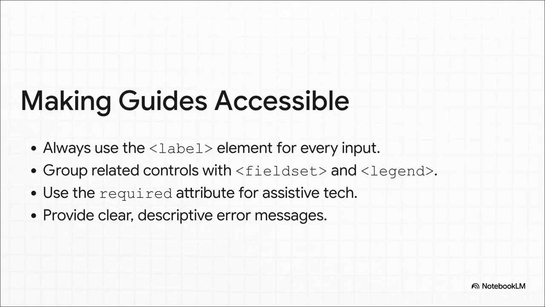But here's something that's absolutely crucial. A truly friendly guide has to be an accessible guide. This is non-negotiable. It means using things like the label tag to connect the text description directly to the input field, which is a huge deal for people using screen readers. It means grouping checkboxes with a fieldset so it's clear they belong together, and it means writing error messages that actually make sense to a human. This ensures the form works for everyone.